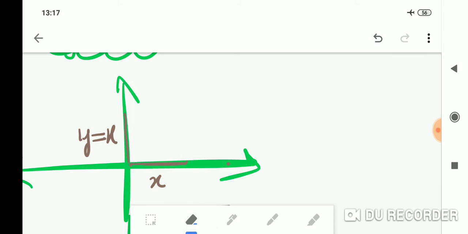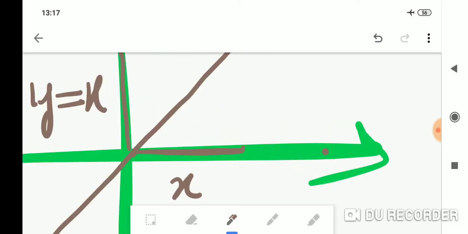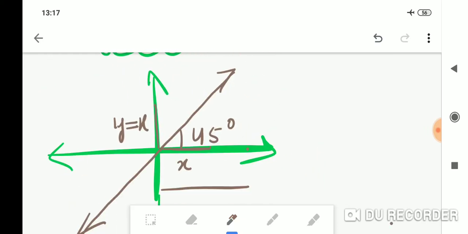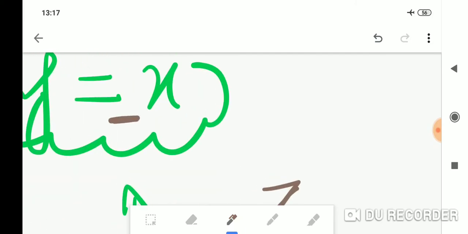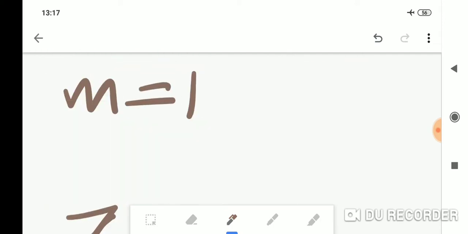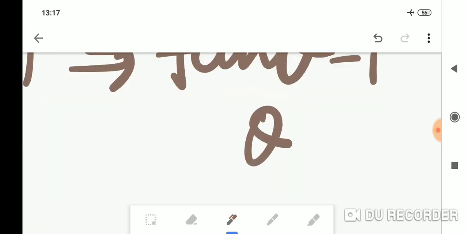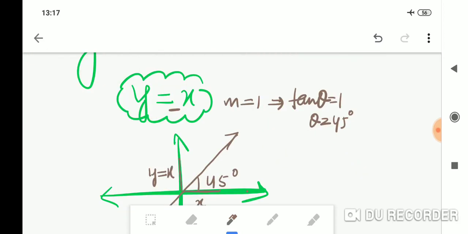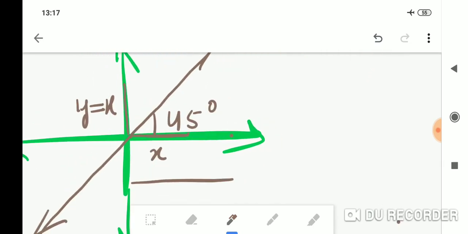This forms a straight line through the origin and at an angle of 45 degrees with this line. We can easily appreciate this. It is at an angle of 45 degrees with the x-axis, and yes, we can prove it, because here m is equal to 1, which implies tan theta is 1. So yes, theta equals 45 degrees, and this is proved also. So this is such a graph. You have to understand that this is the graph for y equal to x.